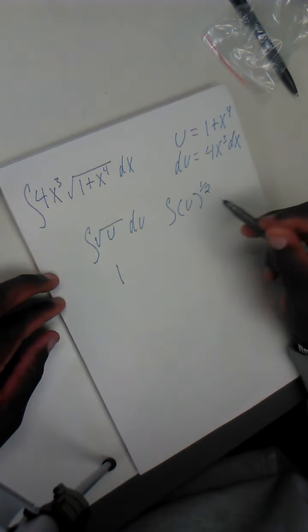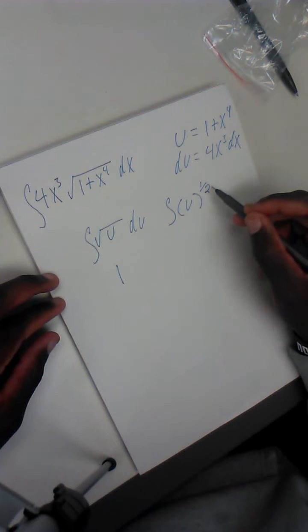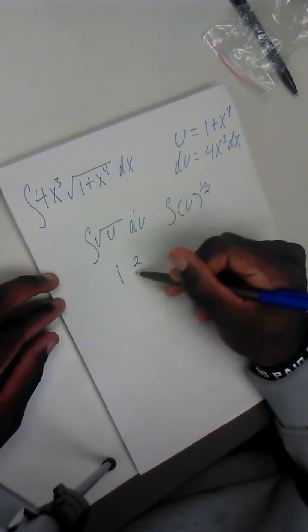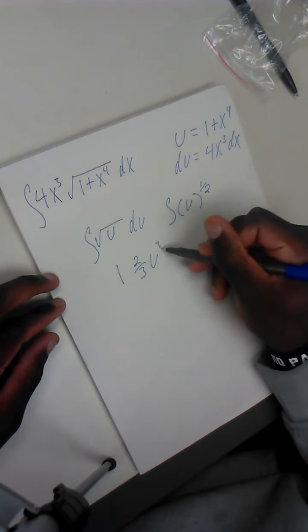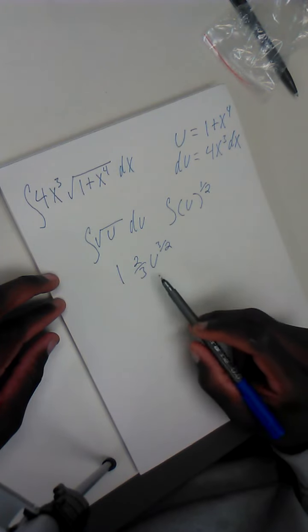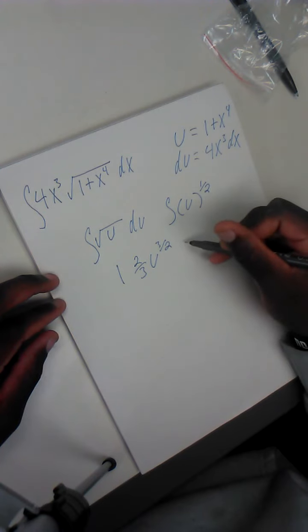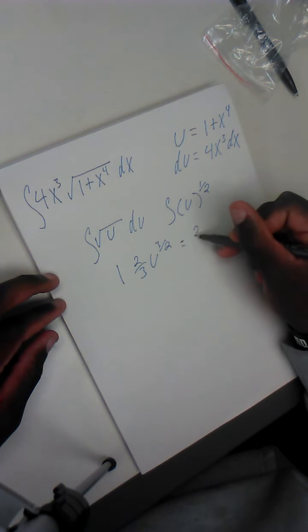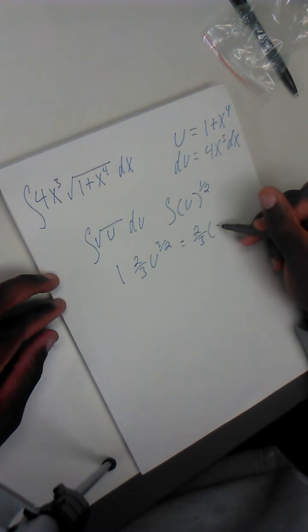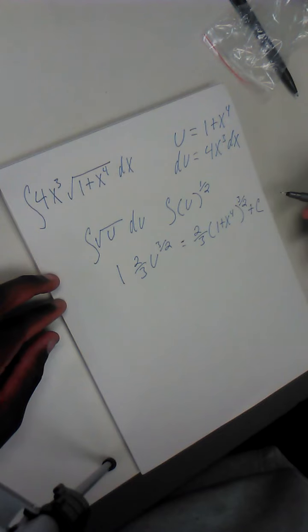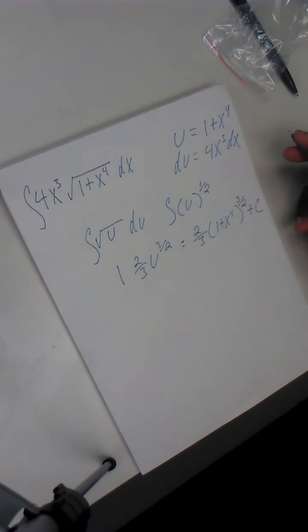So now when you're ready to integrate, 1/2 plus 1 is equal to 3/2, and you bring down the 2/3 u to the 3/2, and this is the integrated version of this. And now you're ready to plug in your u, which is going to be 2/3 times 1 plus x to the fourth to the 3/2. And remember, you have to put in your constant c, because your constant c represents a whole family of functions.